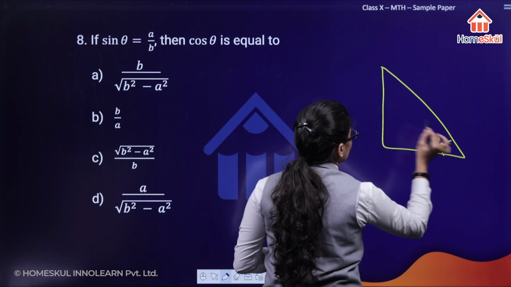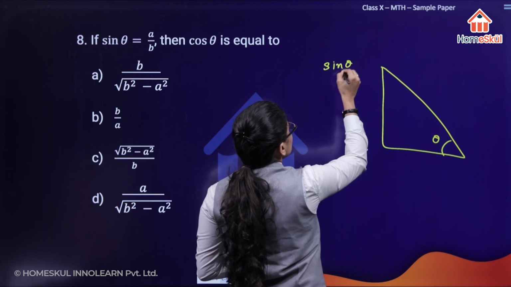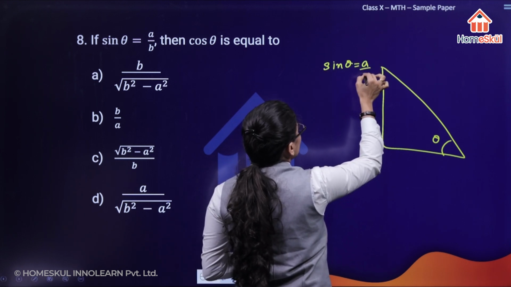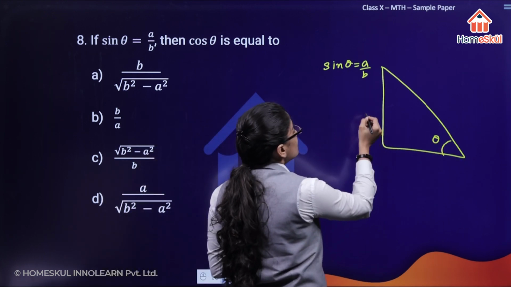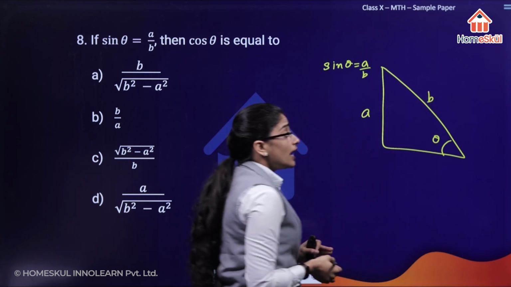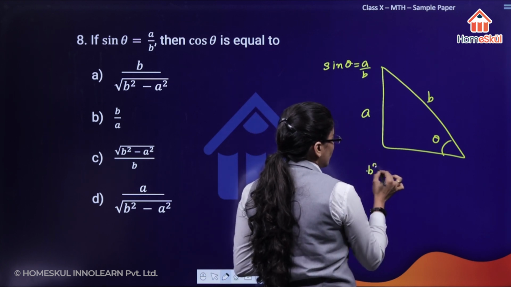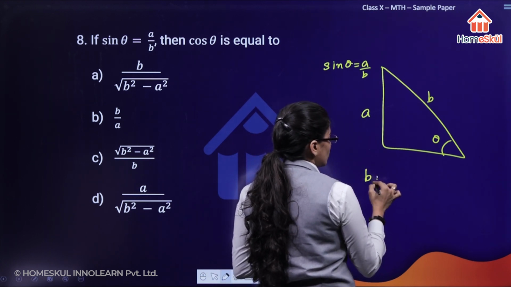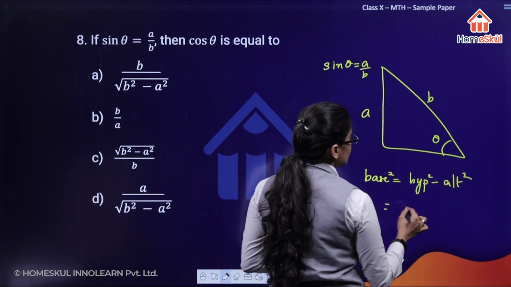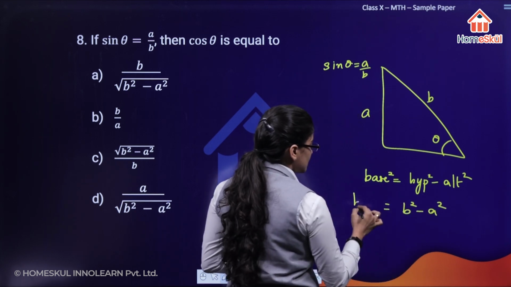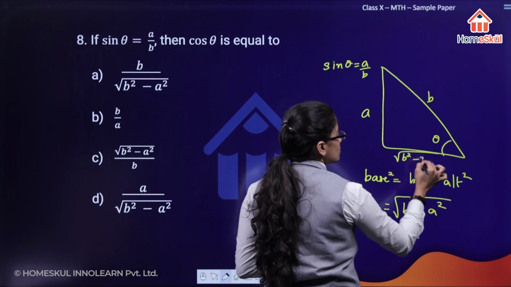We are considering theta over here. So, it's given that sin theta is equal to A by B. Sin theta is equal to opposite side by hypotenuse. So, if we are considering theta over here, the opposite side is A and the hypotenuse is B. Then what about the base? Using the Pythagoras theorem, we know that base square is equal to hypotenuse square minus altitude square, isn't it? That is B square minus A square, which means base is equal to root of B square minus A square, isn't it?